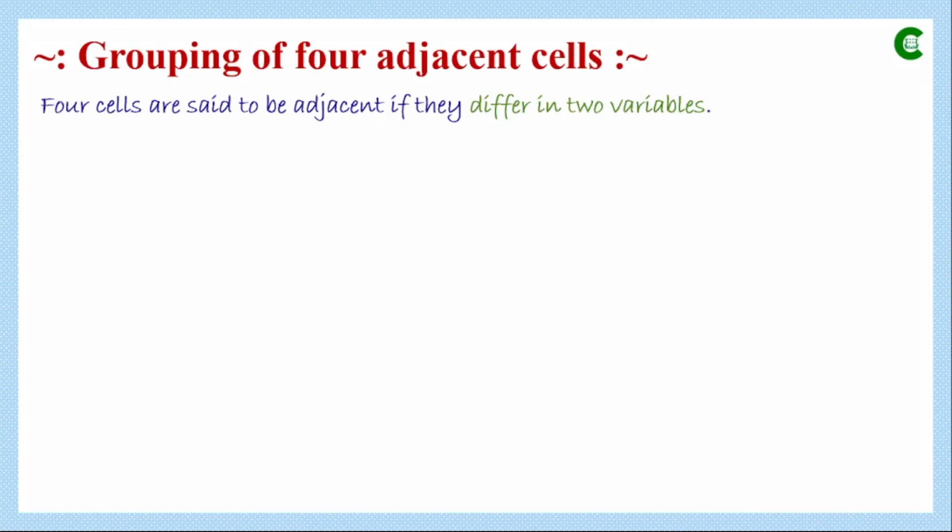Next, we will learn grouping of 4 adjacent cells. Grouping of 4 adjacent cells, or 4 cells are said to be adjacent if they differ in 2 variables. So, this time the change in values will be for 2 variables.